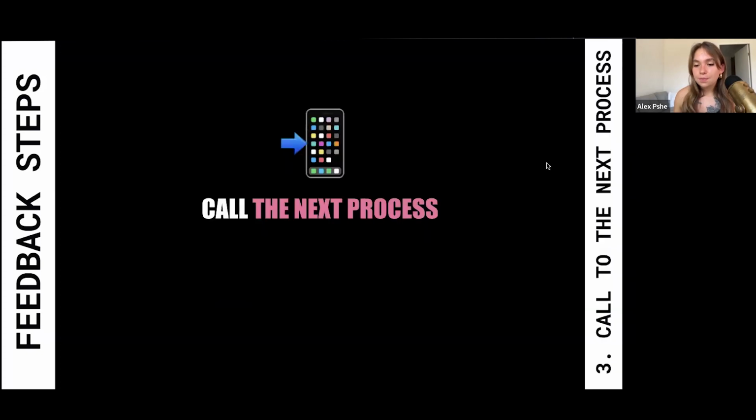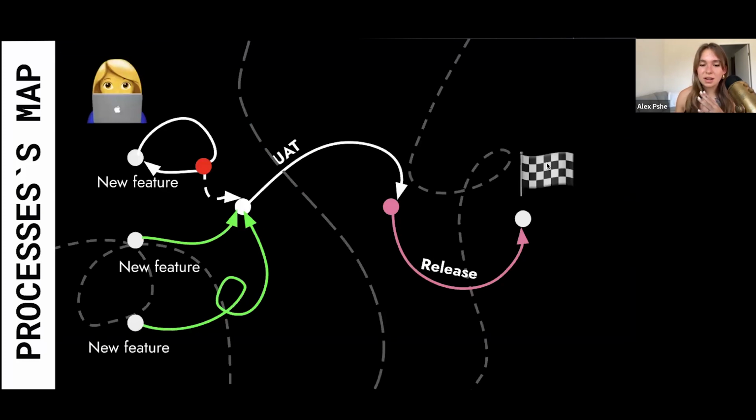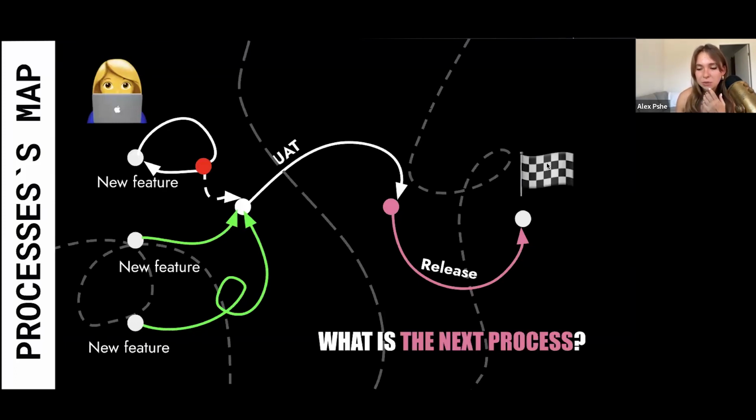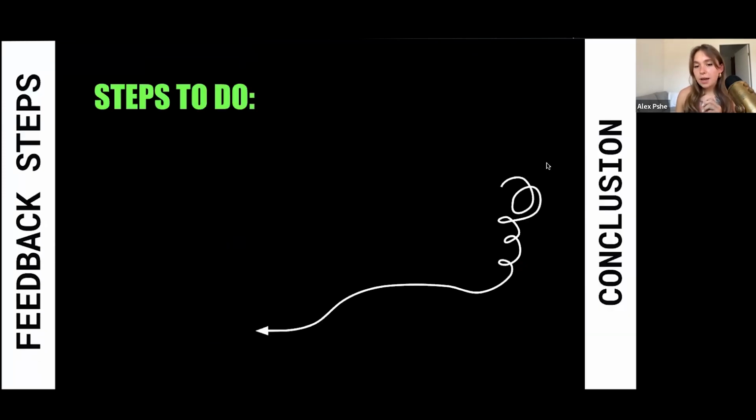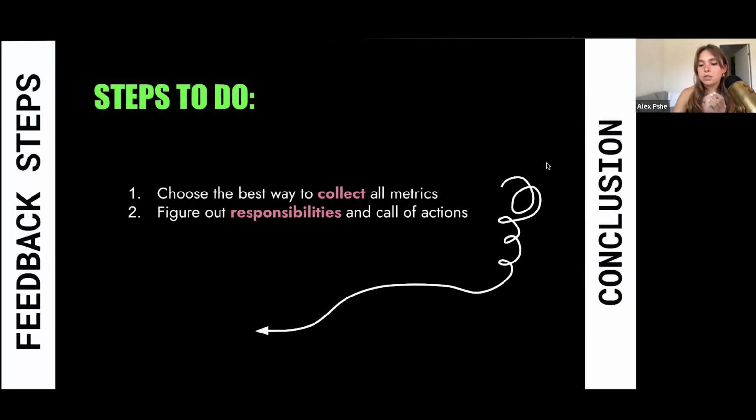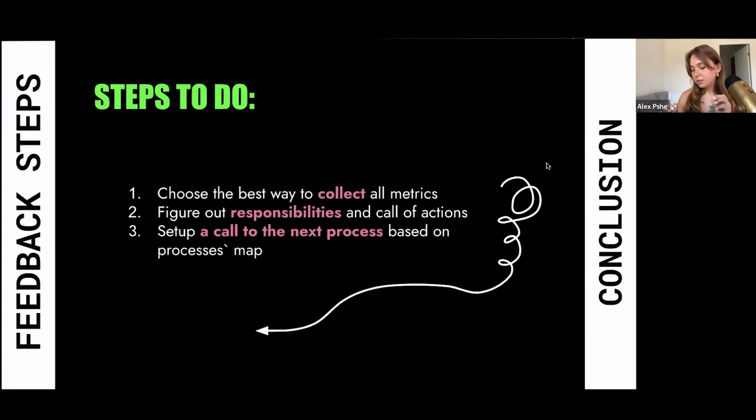Okay, so the call to the next process. As I said, it can be automatic or manual. And how to understand our next process? Just come back to your process map, if you have done a really good job. Right now you have all this information, and you don't need to spend a lot of time to understand what the next process is. Okay, fine. So steps to do here: choose the best way to collect all metrics, figure out responsibilities and calls to action, and set up a call to the next process based on the process map. Very transparent, easy.